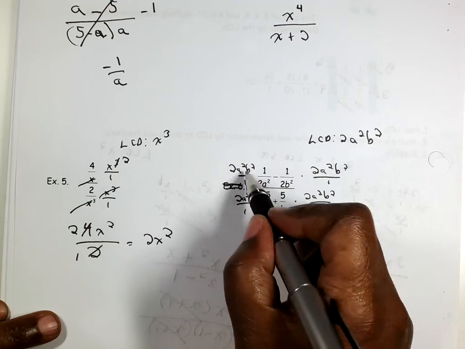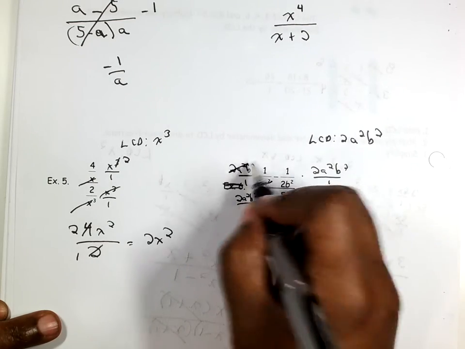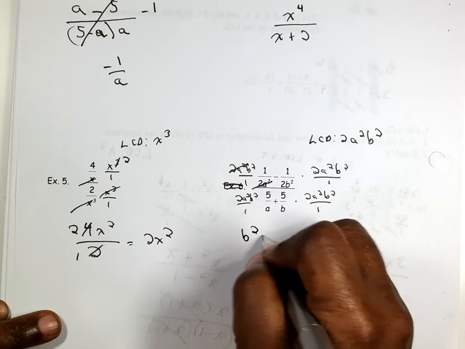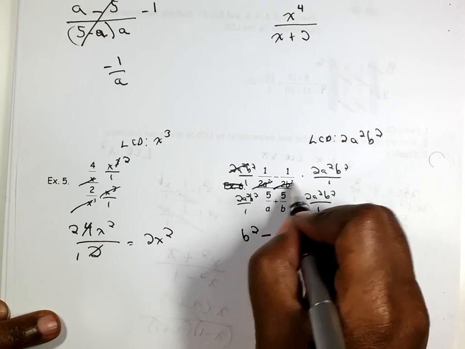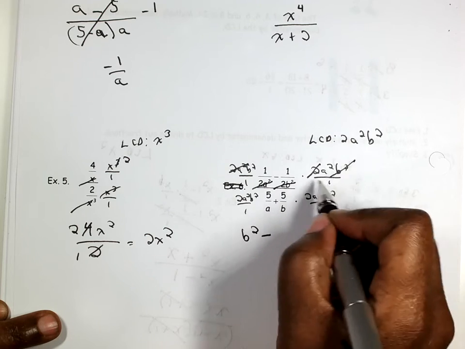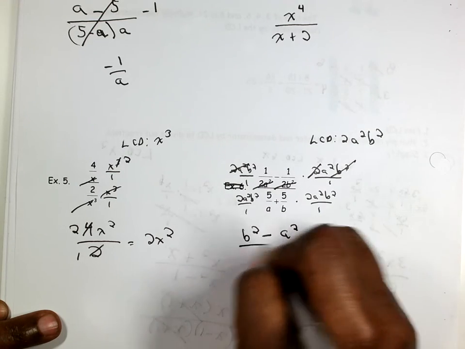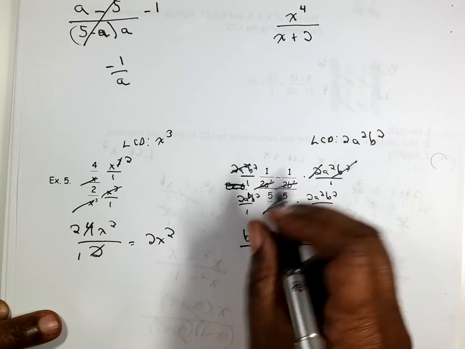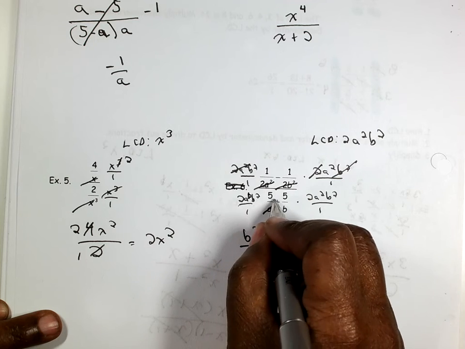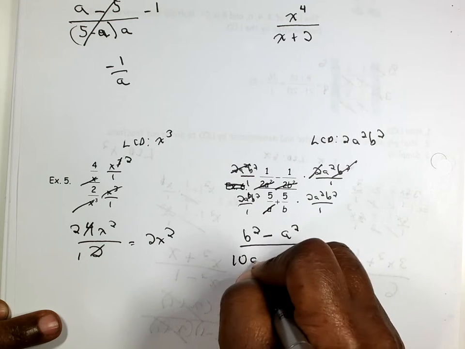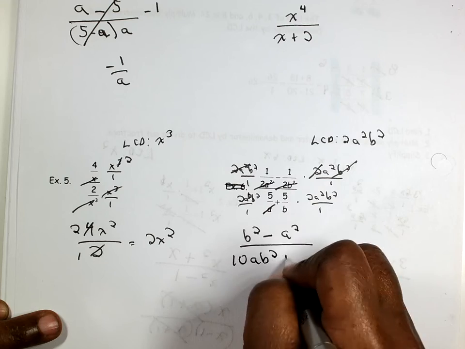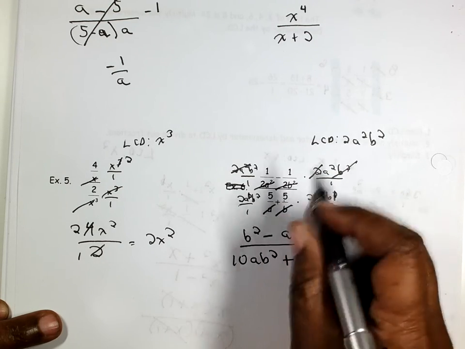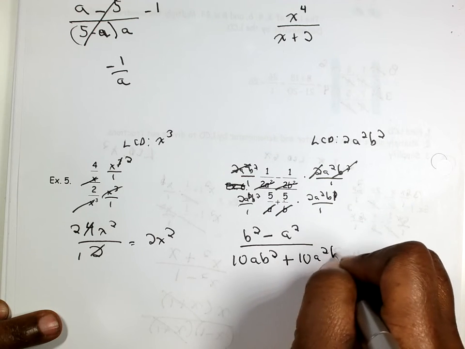So starting with this first position, the 2a squared knocks out the 2a squared, and I'm just left with b squared times 1, which is b squared, minus this 2b squared knocks out the 2 and the b squared, so I have minus a squared. Down the bottom, this a knocks out one of those a's, so I have 2ab squared times 5, so that gives me 10ab squared. Plus, the b knocks out one of these b's. 5 times 2 gives me 10a squared b.